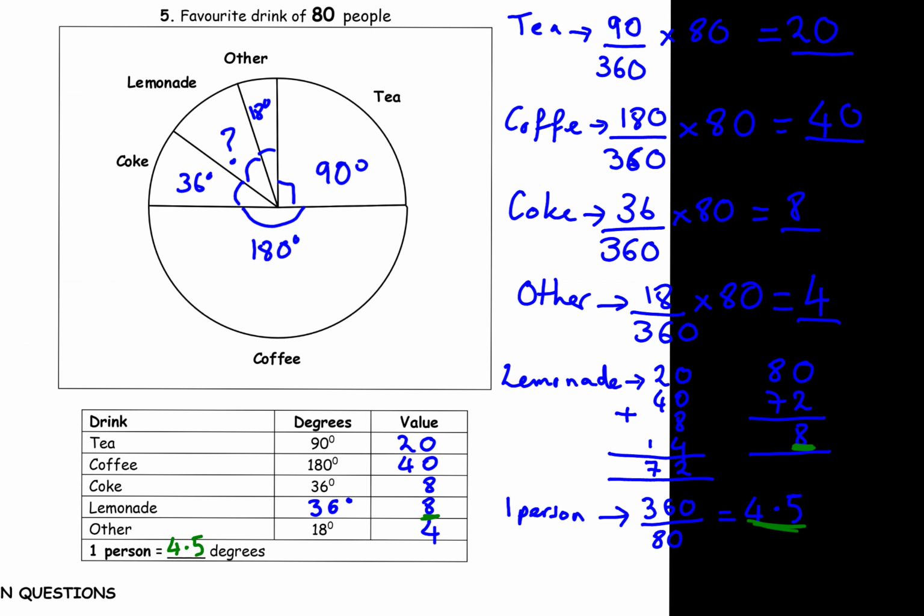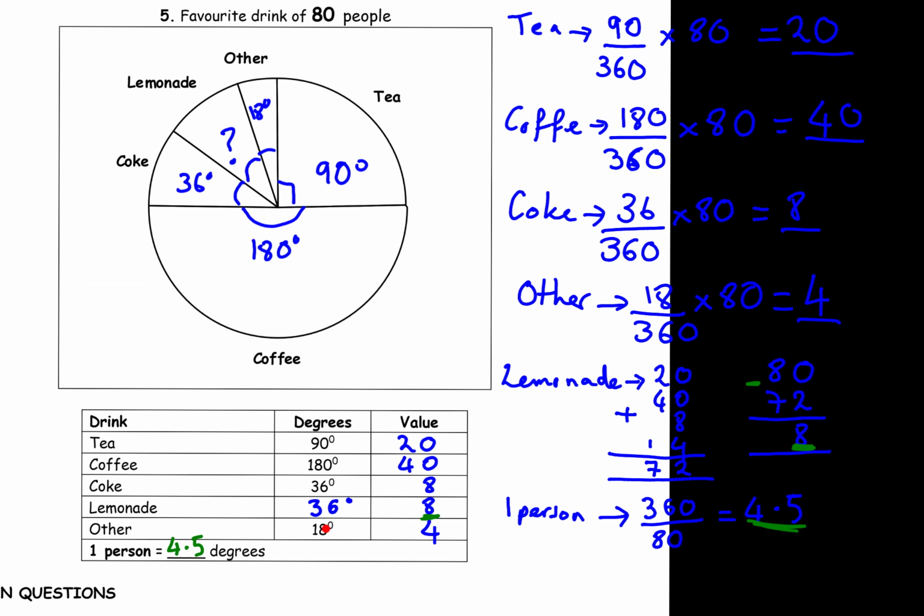Let's have a look. Okay, so what we've done, we've got T, we've got 90. 90 divided by 360 times 80, because the number of people that were asked their favourite drink, we get 20. The same procedure for all this. And again, remember, lemonade was blank, so we had to find it out. So all I did was to add all these values together, and I got 72. And then because the number of people was 80, I did 80, that is takeaway. Sorry, that's supposed to be a takeaway. Let me just put that quickly in. That is takeaway. 80 takeaway 72 is 8. So that's the value there.